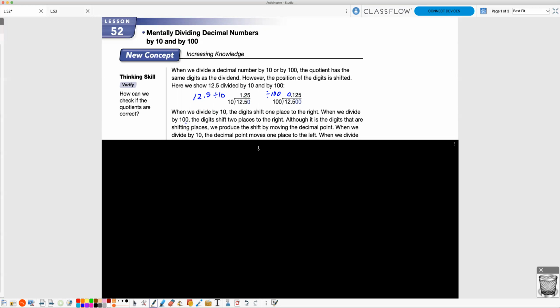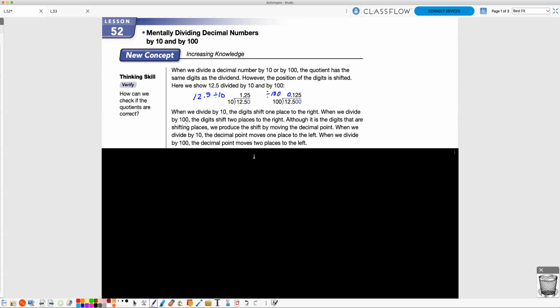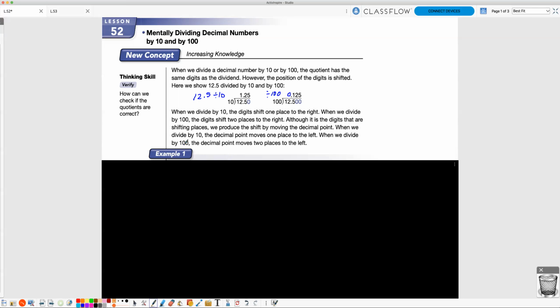When we divide by 10, the decimal point moves one place to the left. When we divide by 100, the decimal point moves two places to the left. So you can recognize that there's two places that you'd have to move on this one. And remember, when we were multiplying by 10 and by 100, that was moving right one place, right two places. If it was multiplying by 1,000, it'd be moving right three places.